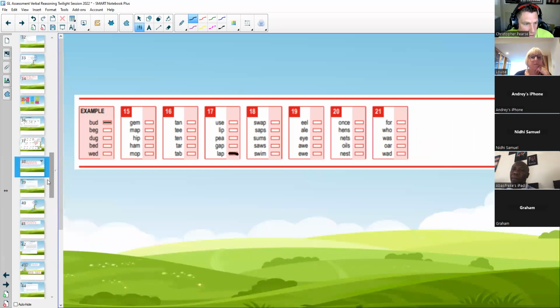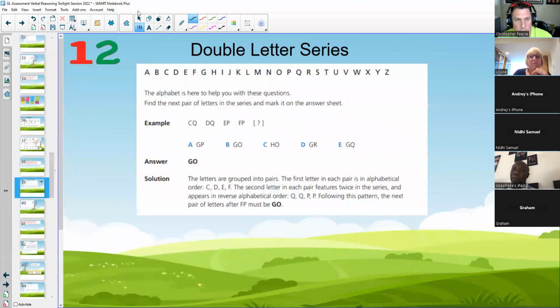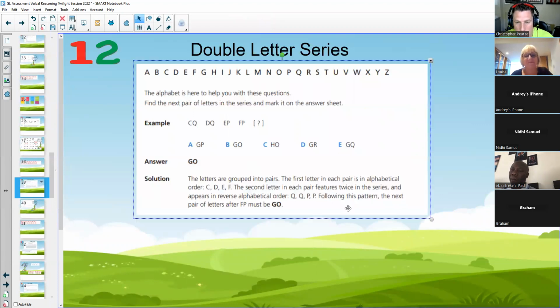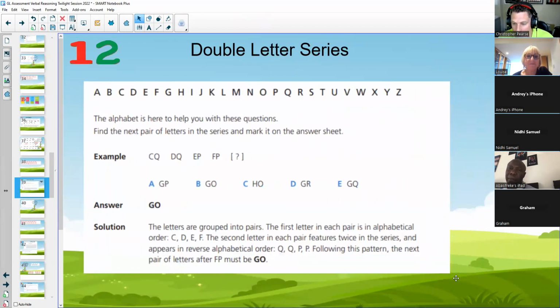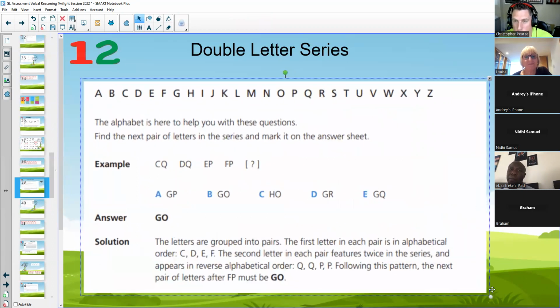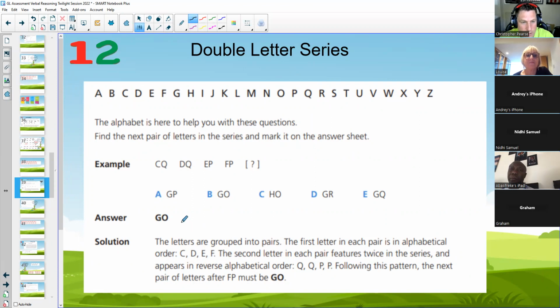So just moving on to the next question type, a very, very popular one within GL assessment. This is called double letter series. And this is all about using the alphabet to help them work out the next 2 letters in the series. And there's a very, very straightforward way of working these out. I'm just going to go through the example with you.